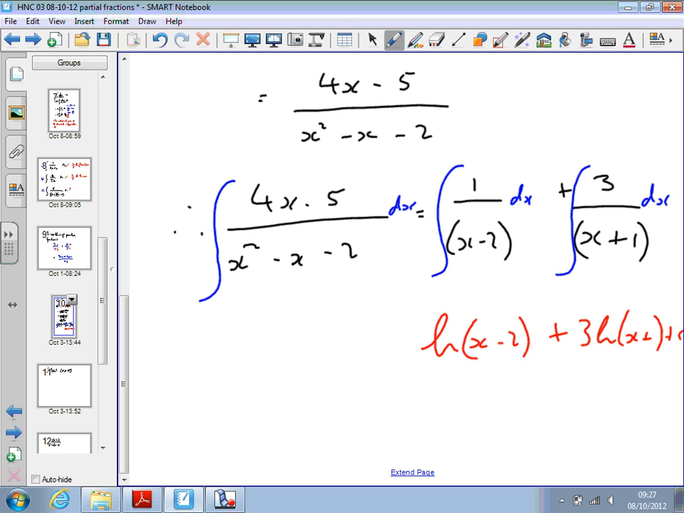So if I can get this to look like this, then the integral is trivial. I just write the answer down. So the method of partial fractions is getting this to look like this.